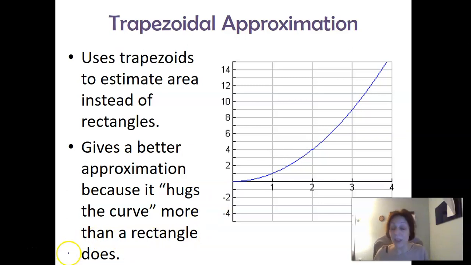So look, this approximation method is exactly the same as rectangles, except instead of finding areas of rectangles, we're finding areas of trapezoids. Rectangles are super easy to find the area of, right? Base times height. Trapezoids, the formula is a little more complicated.